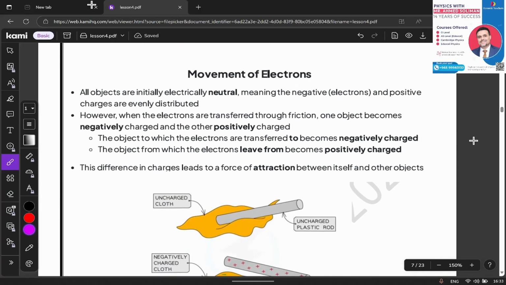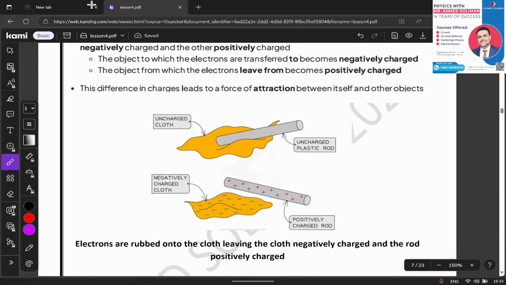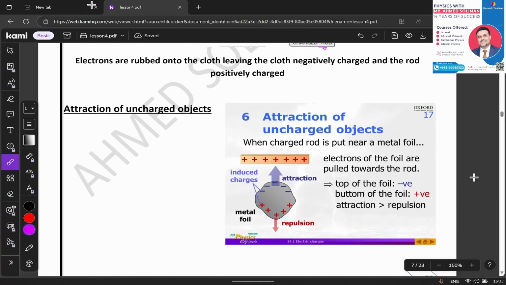Now, movement of electrons, as we said, the object will lose. If we want the direction, we can say electrons move from the positively charged rod to the negatively charged cloth, right? So the object will gain electrons and become negative, and the other one will become what? Positive.